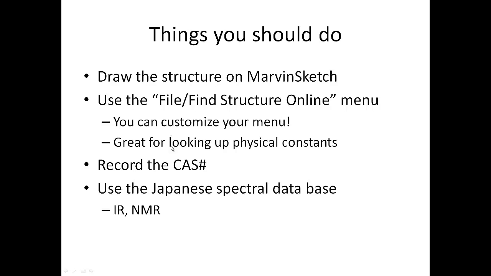You can also customize your menu to make it a little easier to do these things. Once you look up the information, then what you do is you record the CAS number, and I'll tell you what the CAS number is in just a second and where you can find it, and you take that number over to the Japanese spectral database where you can get more information like infrared spectra and NMR spectra as well.